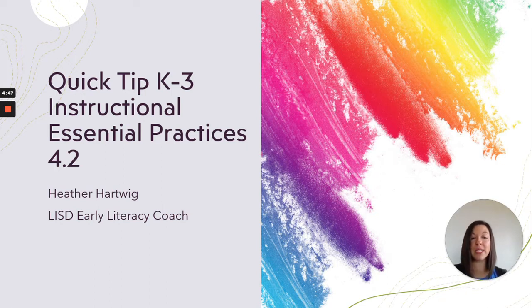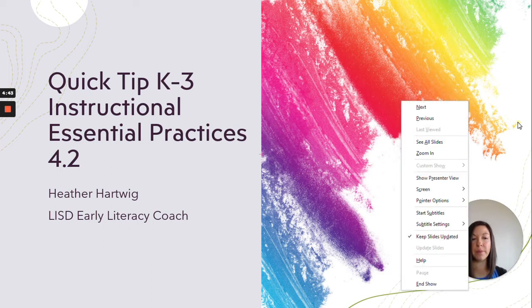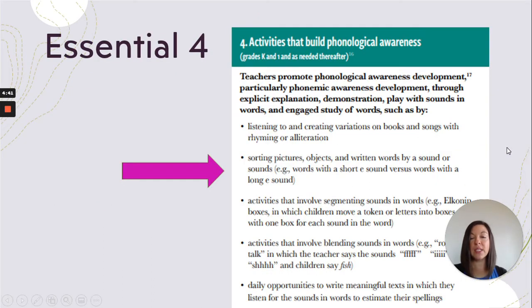Today's tip comes from Essential 4, Bullet 2. Essential 4 deals with activities that build phonological awareness. So, activities to really allow your students to slow down and listen to the sounds that they hear in spoken language. And one way to promote that phonological awareness development is by doing different kinds of sorts. So, sorting pictures, objects, and written words by a sound or sounds.